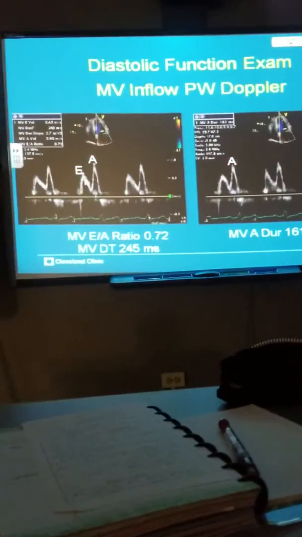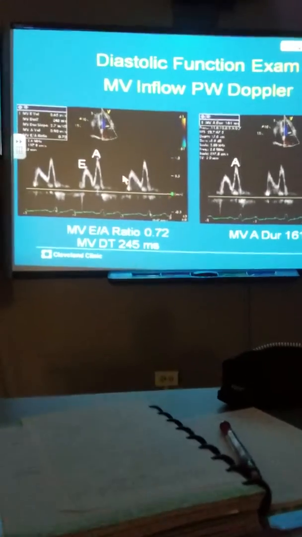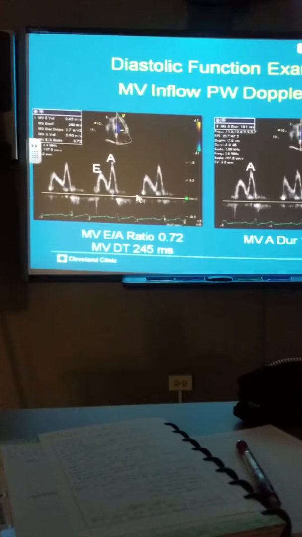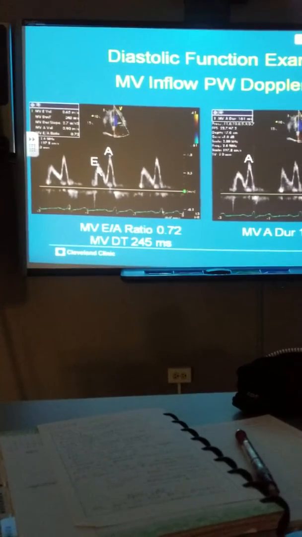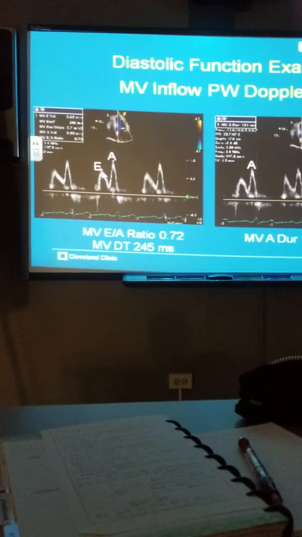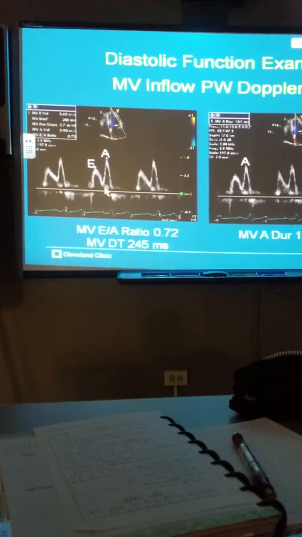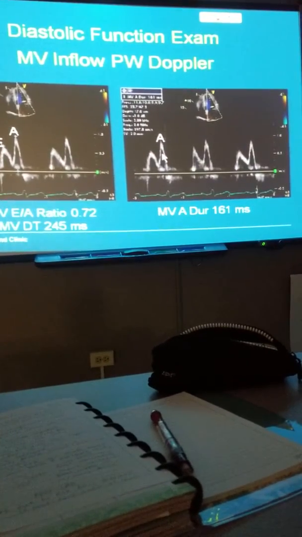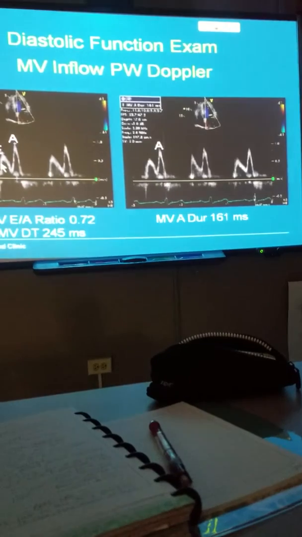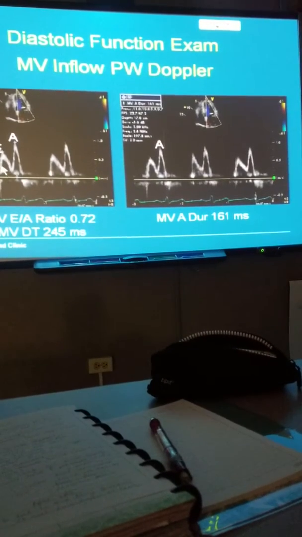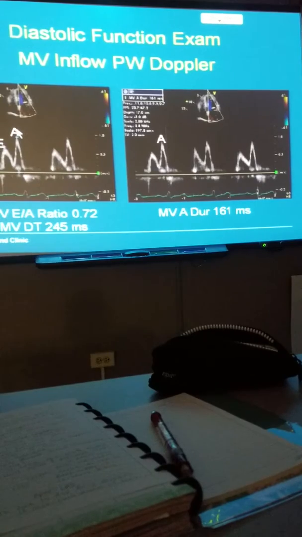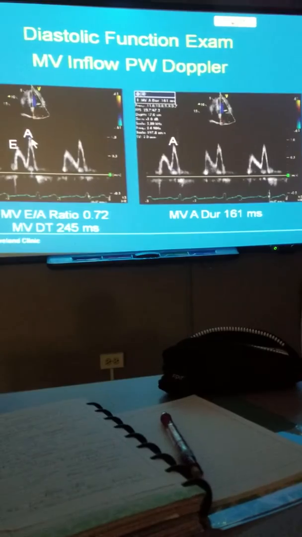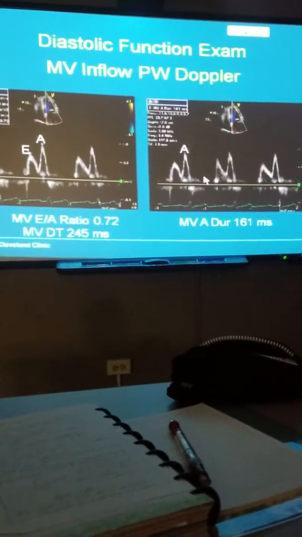So what we're measuring here is the E wave. You want a nice crisp signal, with sample volume size between 1 to 3 millimeters, placed at the leaflet tips. So we're measuring that peak E velocity, the peak A, and then the deceleration time of flow from the E down to the baseline here. Also from this, you're looking at your A wave duration. So we're looking at early diastole, the pressure gradients between the LA and LV with your E wave, and late diastole, the pressure gradients between your LA and LV with your A wave. And then we're measuring your duration here of your A wave.